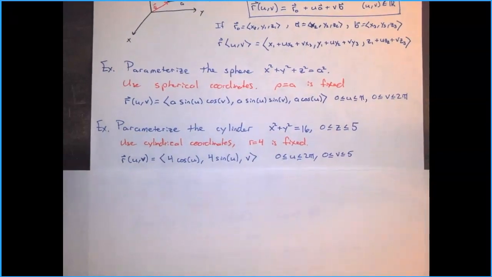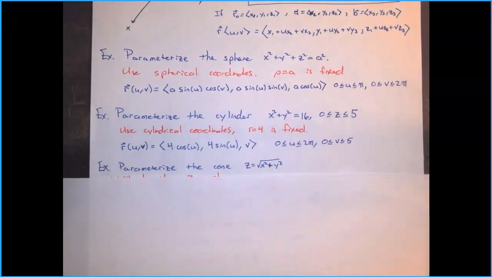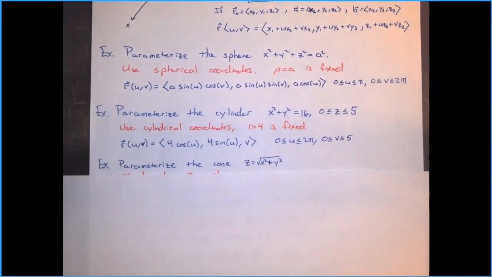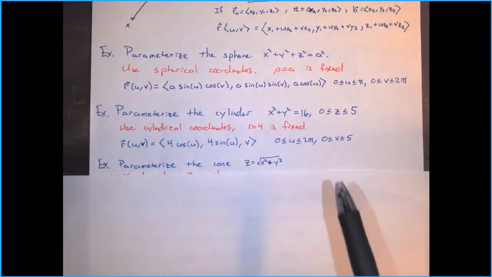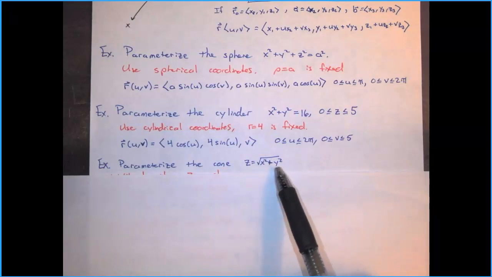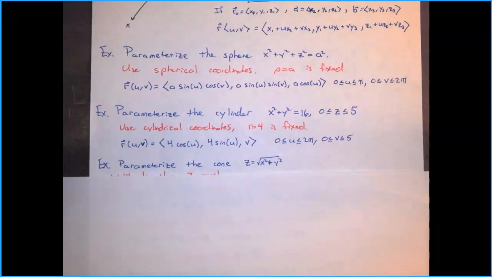Okay, let's look at another example. Parameterize the cone z equals the square root of x squared plus y squared. Okay, so we've looked at this cone a couple times before in previous videos and previous sections. Now let's see if we can parameterize it. So I have z equals a function of two variables. Well, it's already a function of two variables. So I can actually just use x as one parameter, y as another parameter, and I've done it.